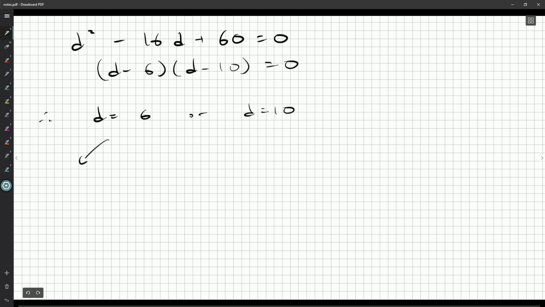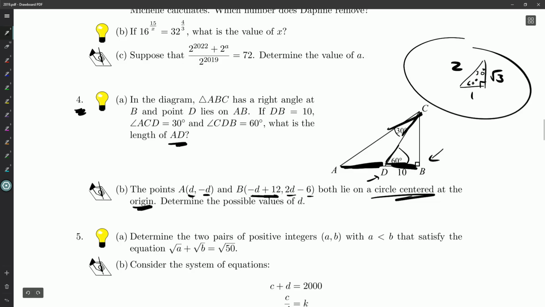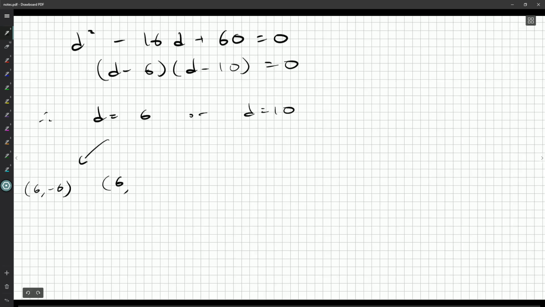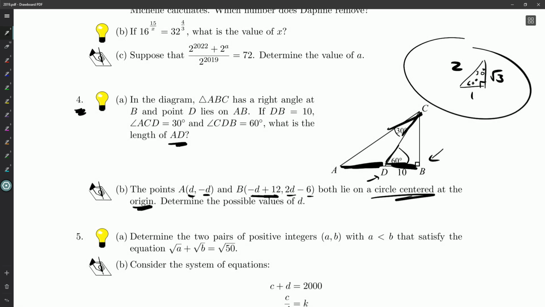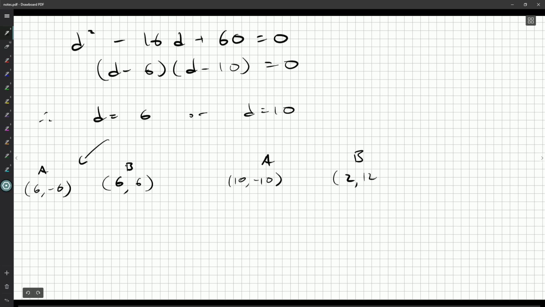And do these make sense? What would a be? Well, it would be 6, negative 6. And then the other one would be, what was it, minus d plus 12. So it would be negative 6 plus 6 is 6. And 2 times 6 minus 6 would be another 6. So that's my a and b. You don't have to do this. I'm just checking to see whether or not these are reasonable answers. 10, so that'd be 10 minus 10 for a. I was expecting one of the d's to perhaps be negative, but turns out that's not the case, which is okay. Oh, and then it's minus d, so it'd be 2. And minus d plus 12, and then 2 times 10 minus 6, so that should be 14. And yeah, 4 plus 196 is 200, so these make sense.